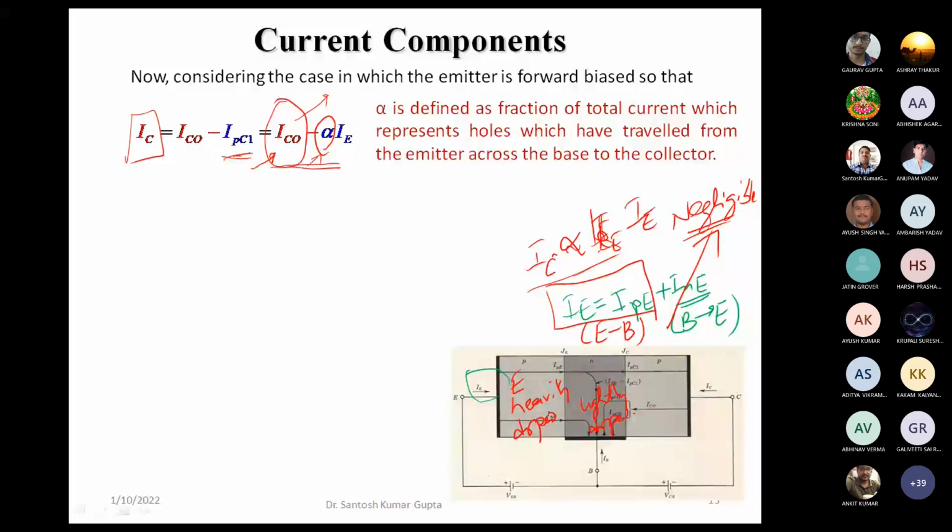Also, we wrote this alpha in a different form in the last lecture. That alpha can be written as IC minus ICO upon IE, with IE open-circuited, that is, IE equal to 0. Alpha is also defined as the large signal current gain.